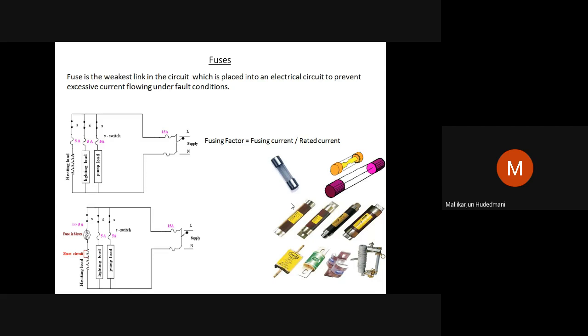Definitely it is 1 plus. If it is a 1 ampere fuse, the fusing current must be more than 1 ampere. So in that regard, it must be a value of 1 or more than 1. If it is 1, both must be the same. So fusing current is more than rated current, say 1.1 divided by 1. In that way, you can think of what the fusing factor is.